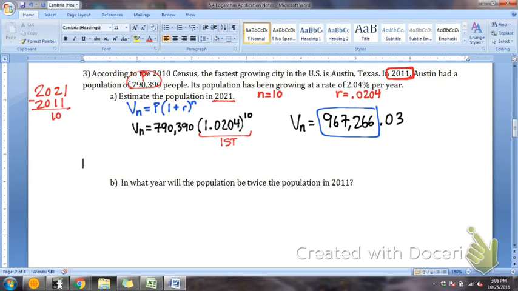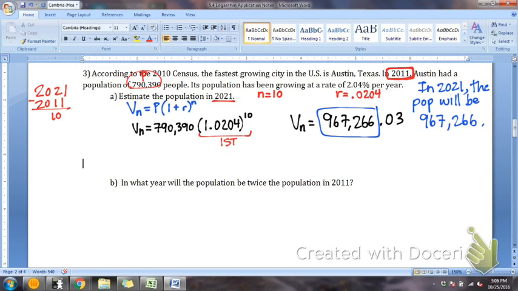Who have I not called on? Austin. What would my sentence be? In 2021, the population will be 967,266. Excellent. Okay. In 2021, the population will be 967,266 people.